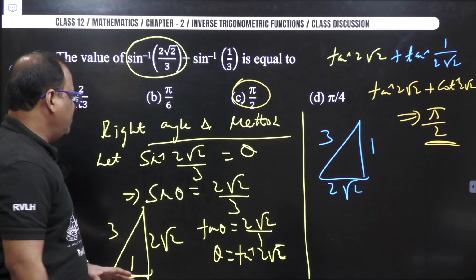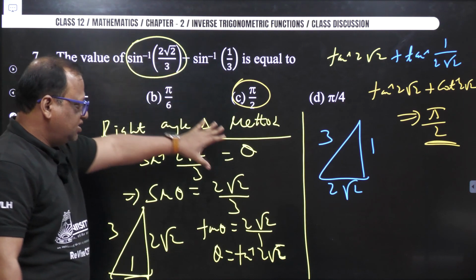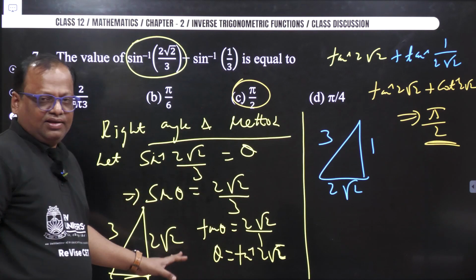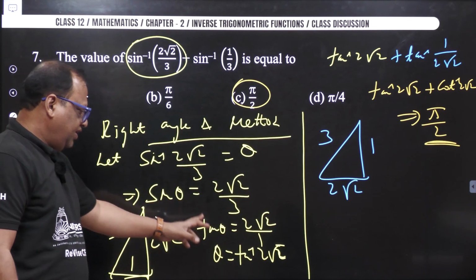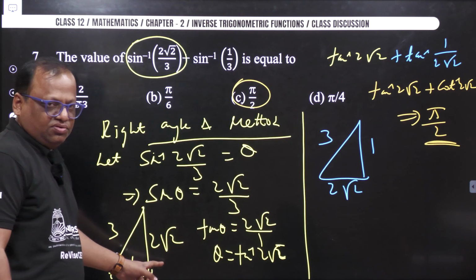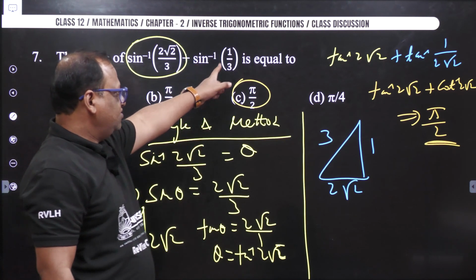So what we have to do? Take this as theta. Sin theta is 2 root 2 by 3. Use a right angle triangle, Pythagoras theorem. Find tan theta. So theta is tan inverse of 2 root 2. Similarly, the other one also, take some angle.